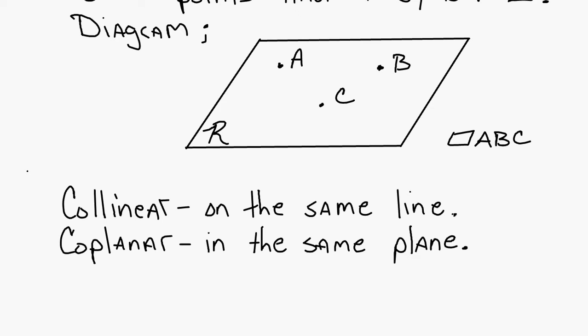Non-collinear. What's non-collinear mean? We're not going to write it down. Not on the same line. And non-coplanar, not in the same plane. Very good.